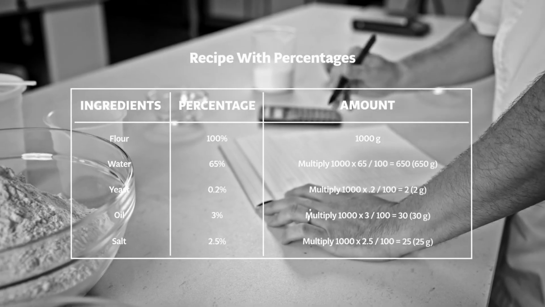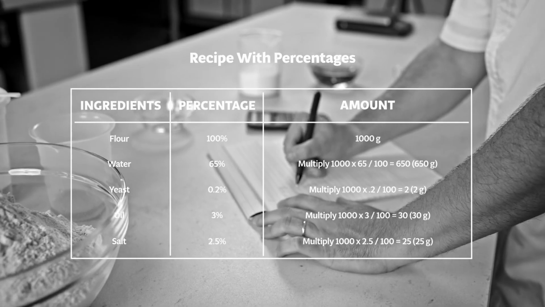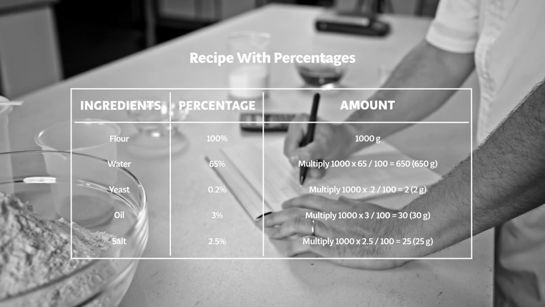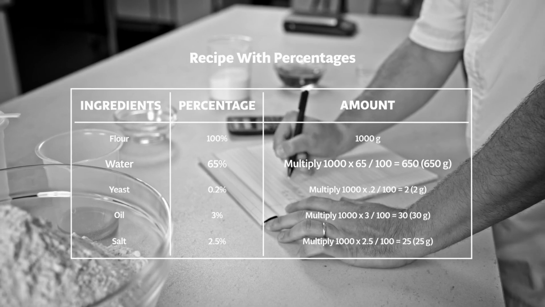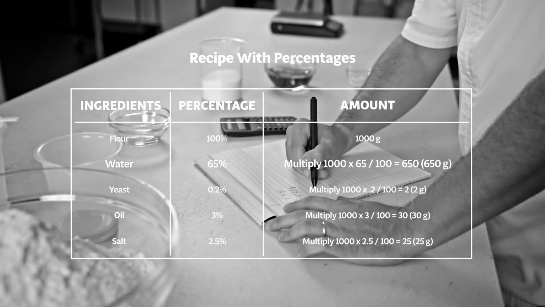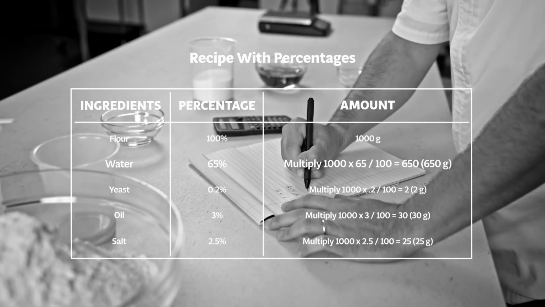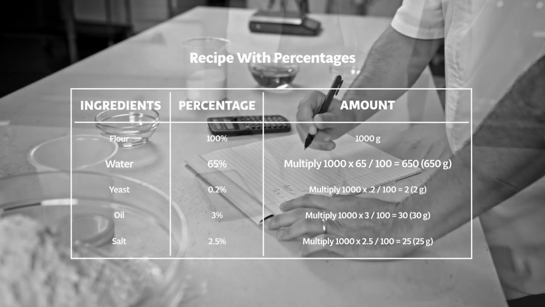To determine the recipe, we use the percentages we want to achieve, then multiply the weight of the flour by the percentage of each ingredient. In this example, we're using 1 kilogram of flour, and we want the hydration to be 65%. We will multiply 1,000 by 65 and divide by 100, giving us 650 grams. We will need 650 grams of water for this recipe.